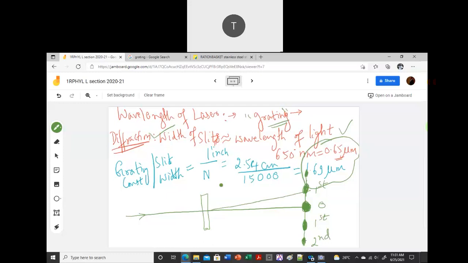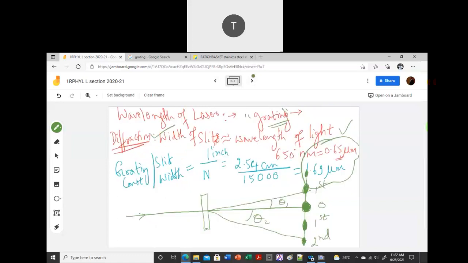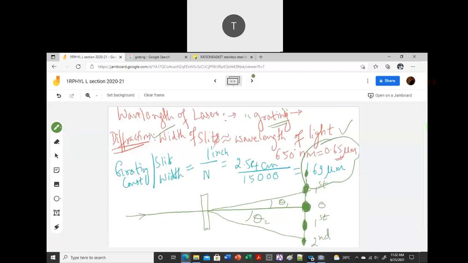So now this is your theta 2 and the other one is theta 1. What I need to know is this theta, because that is the angle. If I know this theta, then I can get the wavelength of light. D is nothing but your slit width. So we already got this. It is nothing but 1 inch by N, which is 2.54 by 15,000, which is almost 1.69 micrometer.